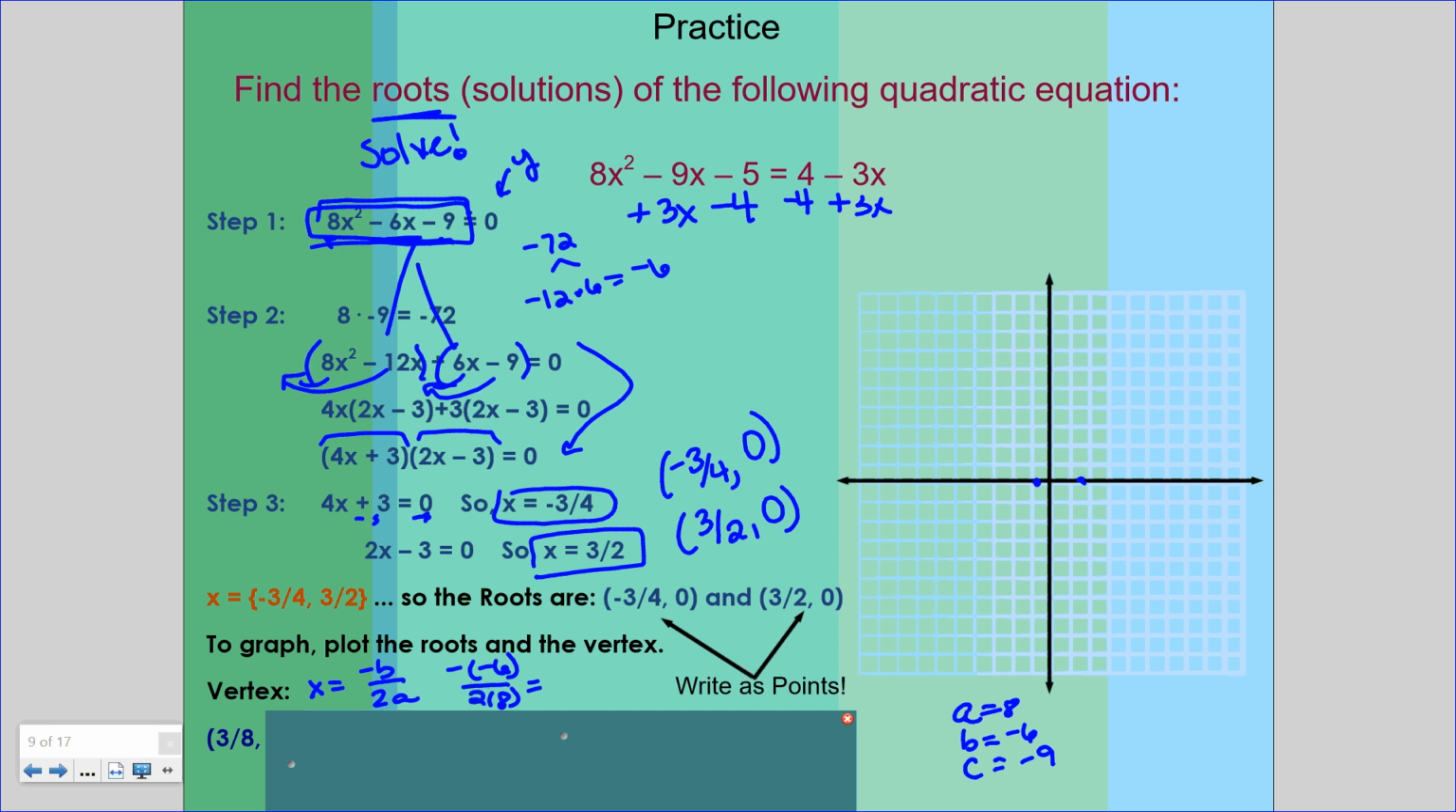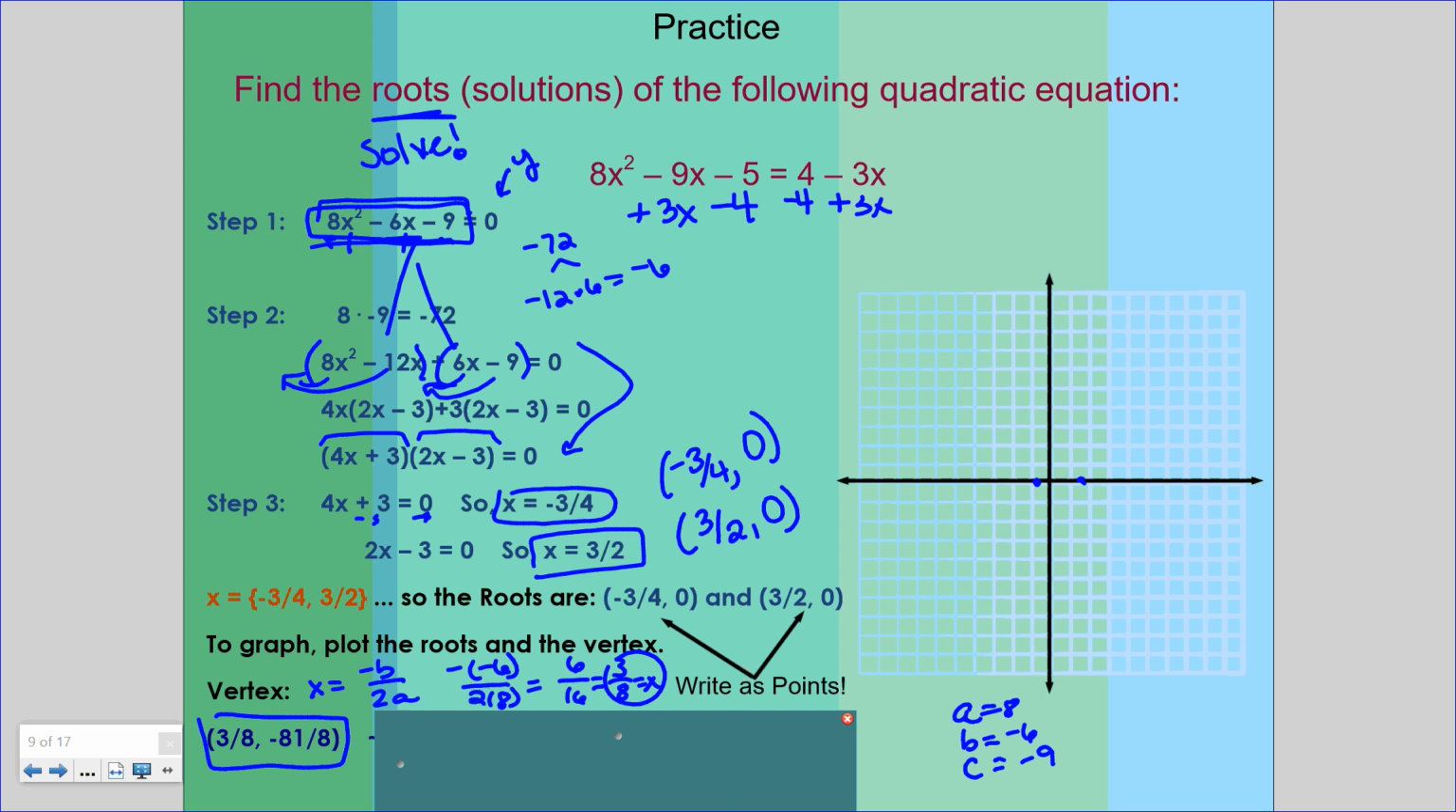The opposite of negative 6 over 2 times 8. So that's your 6 over 16, which simplifies to your 3/8 for x. Then use x of 3/8 to substitute in for each x up here and solve for your y. Remember, you could change out that 0 for y. And so this gives you the point for the vertex.